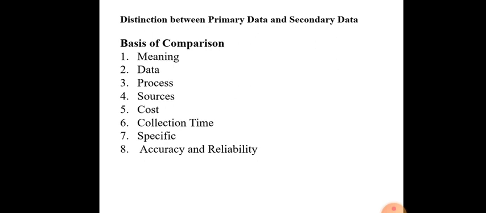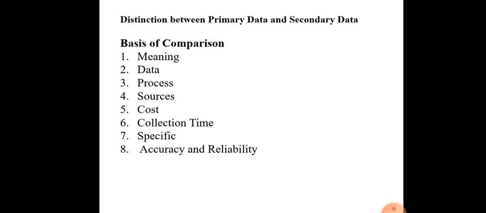Next one is the cost. For the collection of primary data, too much cost is incurred. Much money is spent to collect the raw material, the first-hand data, so it is expensive. But secondary data is not expensive, it is economical. It is neither more cost nor less cost, it is economical.